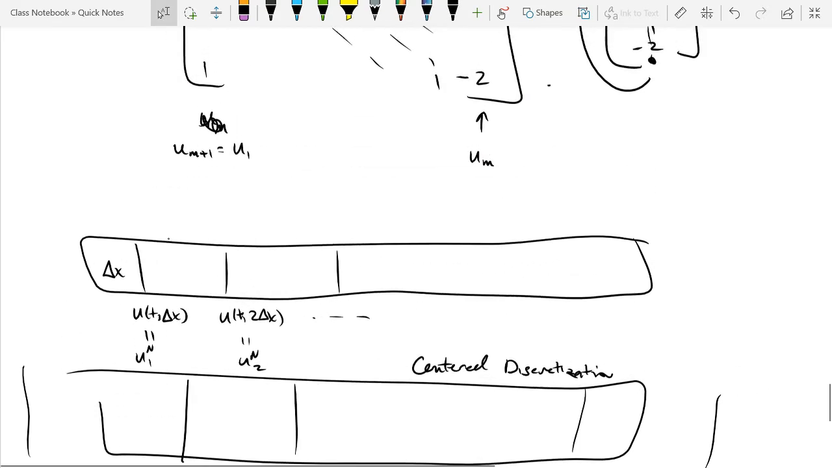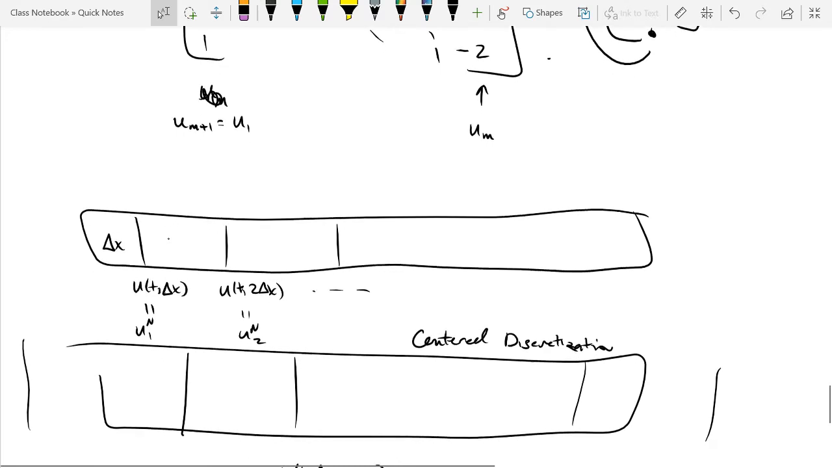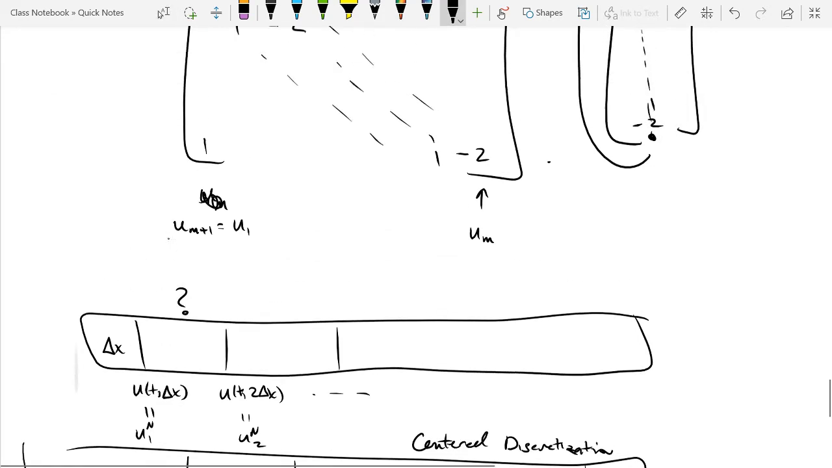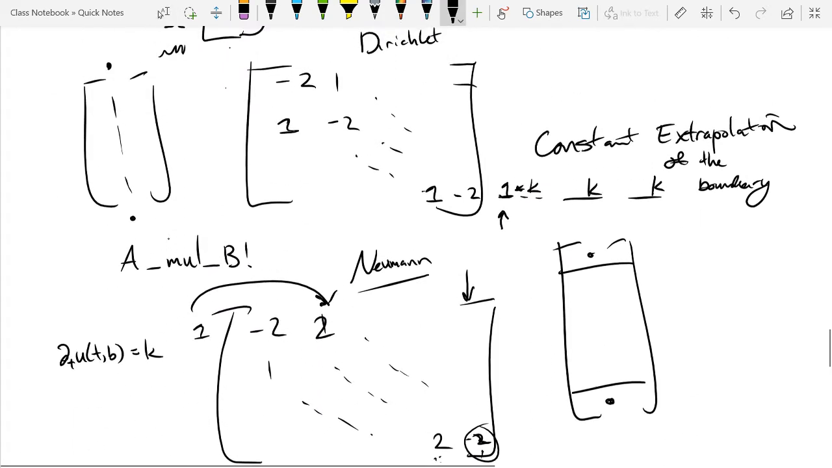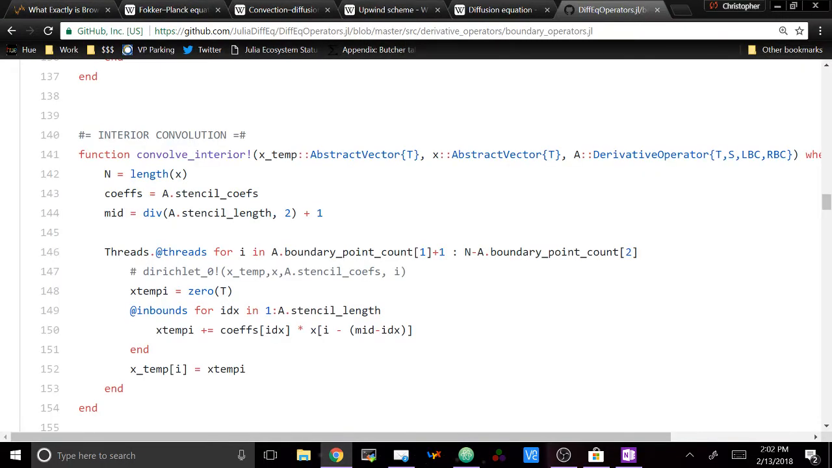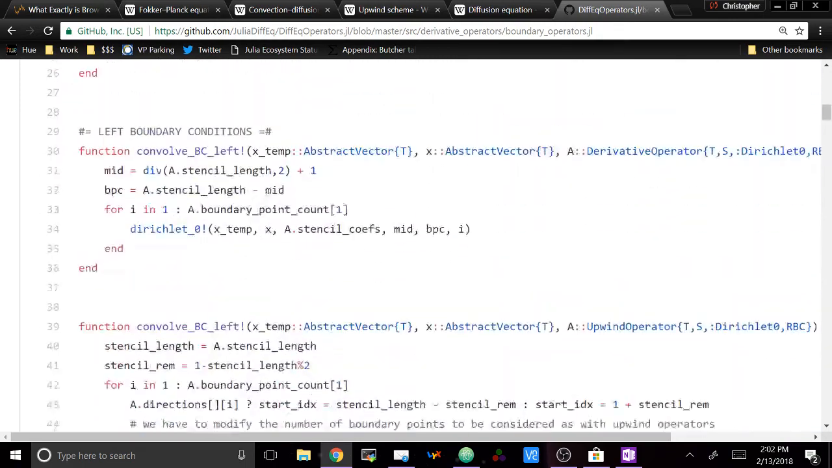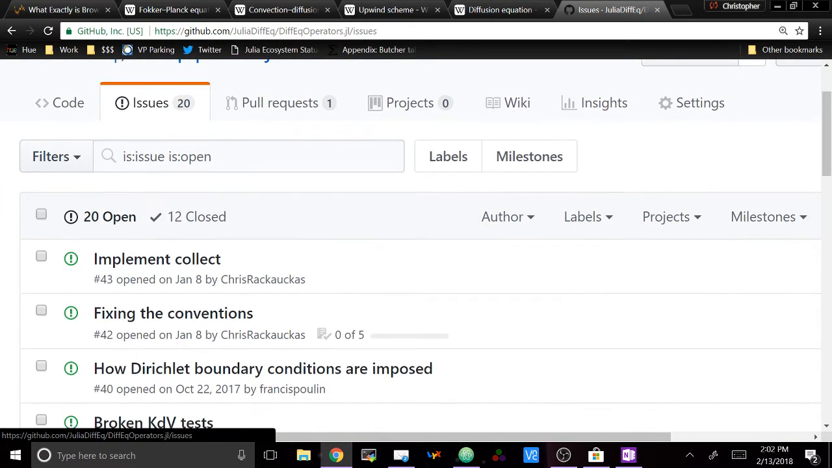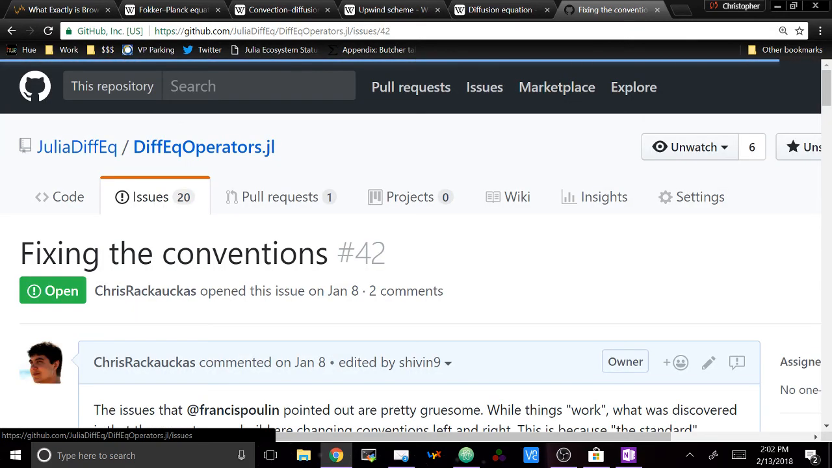If you're to ask the question of, how do I supply my initial condition? I mean, where exactly, how big is this array supposed to be such that it matches the operator that you get out? And so that's actually the biggest issue right now that we have in DiffEqOperators.jl, and it's the first one that we should probably tackle.